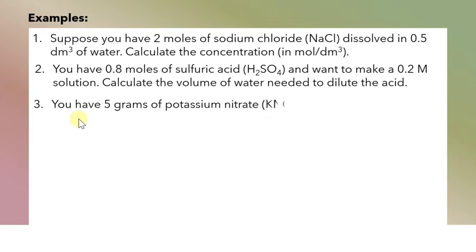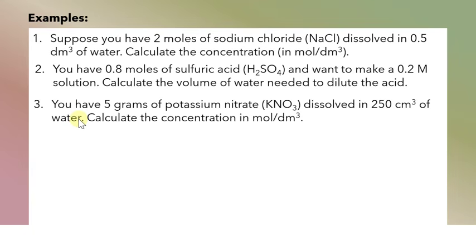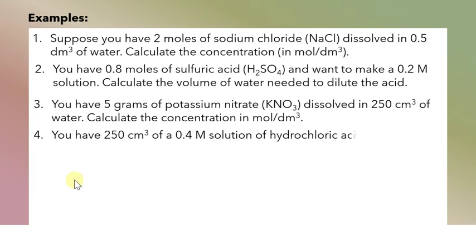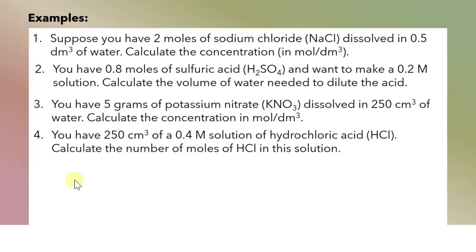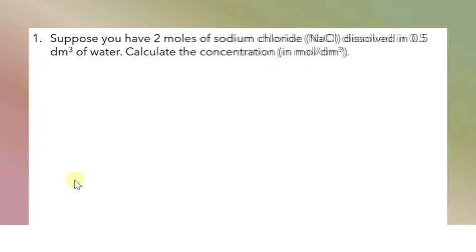Then 3, you have 5 grams of potassium nitrate dissolved in 250 cubic centimeters of water. Calculate the concentration in mole per cubic decimeter. Then 4, you have 250 cubic centimeters of a 0.4 molar solution of hydrochloric acid. Calculate the number of moles of hydrochloric acid in this solution. So let's start answering these one by one. So we are starting with this one.